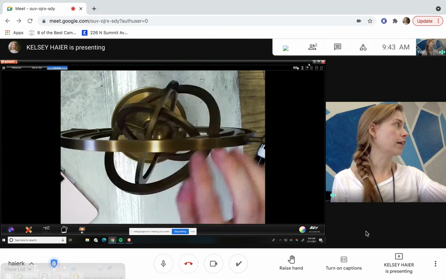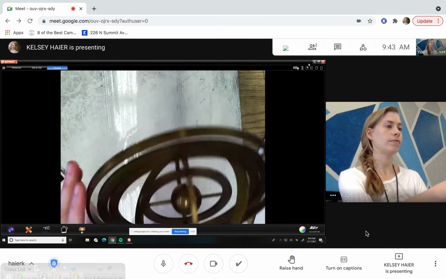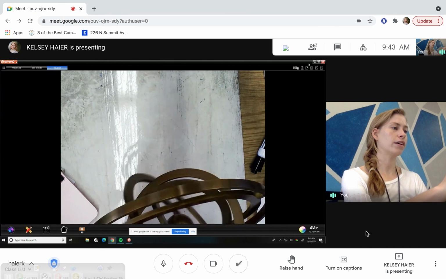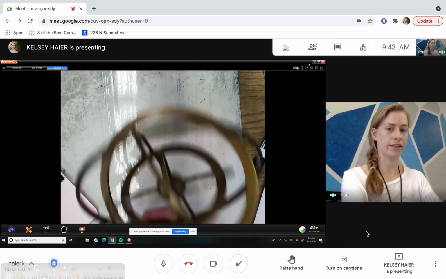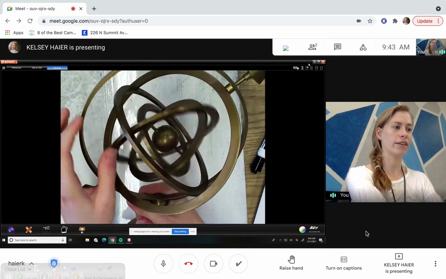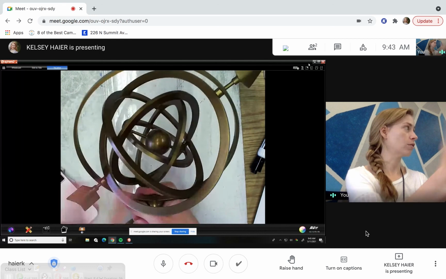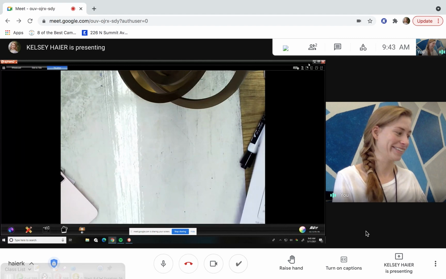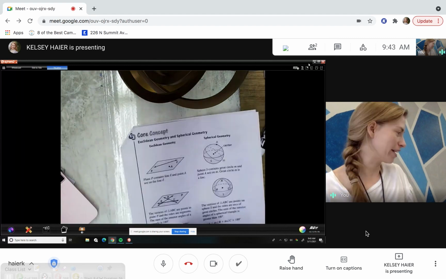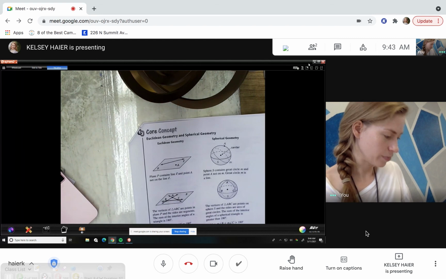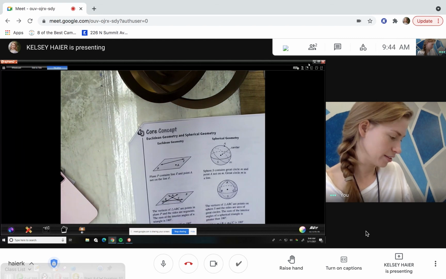So if I'm looking at this one right here and I mess around with this, if you look, all these lines technically are intersecting. So that's not true with spherical geometry because all these lines are crisscrossing each other. And technically they're not lines, they're circles. So that's a big false, because parallel lines don't exist.